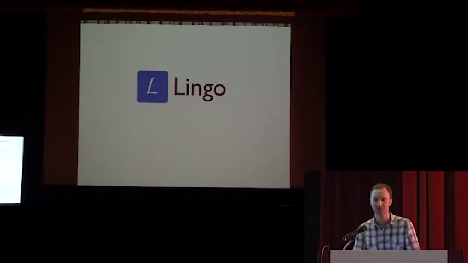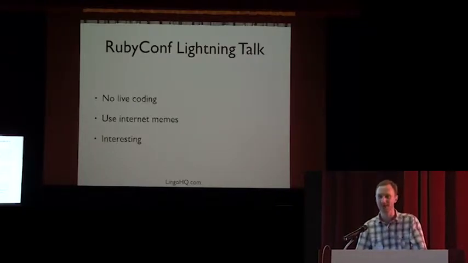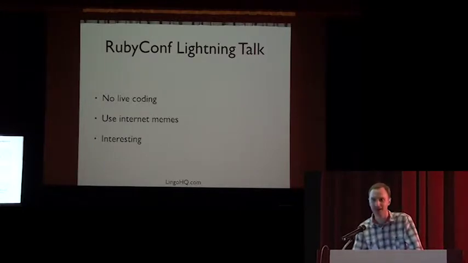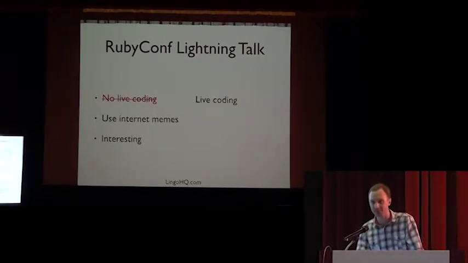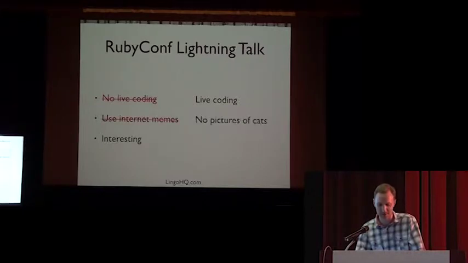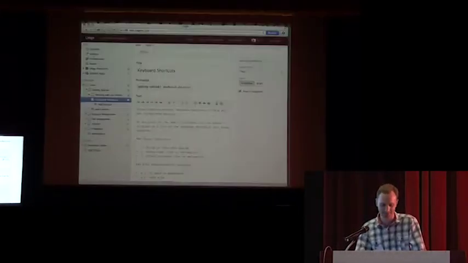When I was preparing to do this lightning talk, I asked some friends if they had any advice for me, and they gave me some tips. They said, don't do any live coding, that'll probably go wrong. In fact, I just saw a tweet over on the screen saying, definitely don't do any live coding, use video or GIF. You can use internet memes, that's a good way of connecting with your audience, and of course make it interesting. Well, I am going to be doing live coding. I have no pictures of cats, and hopefully it's interesting.